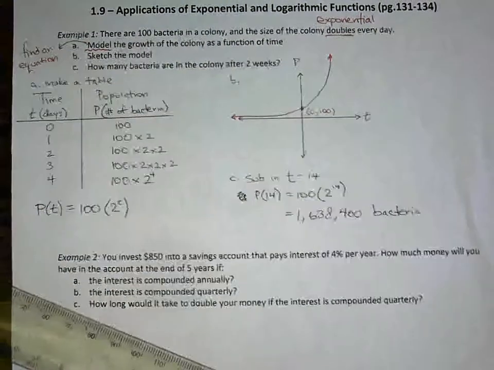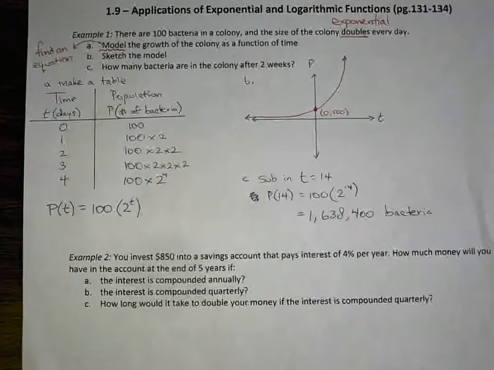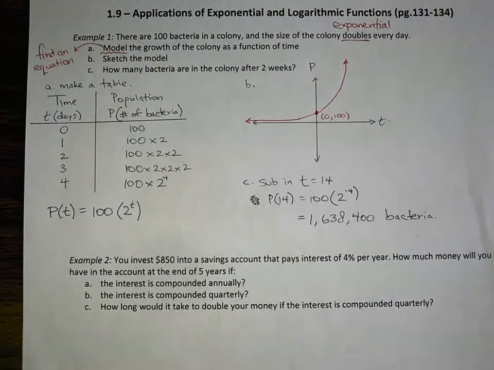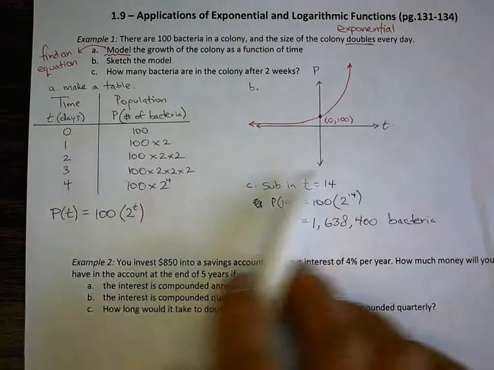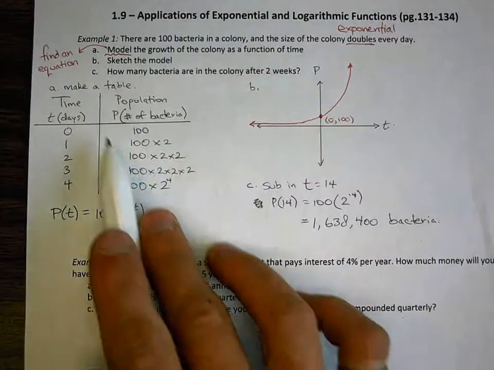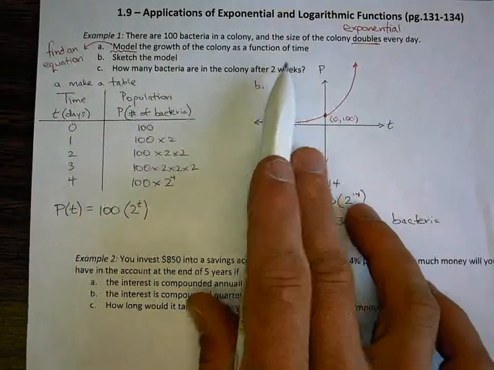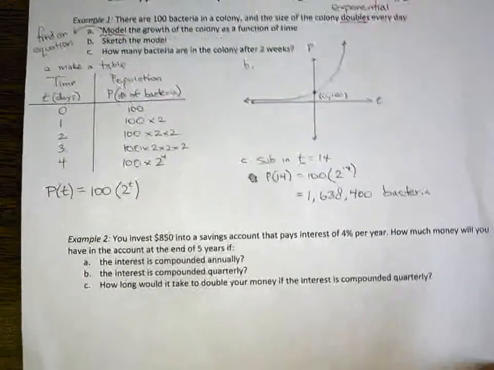And again, that's the whole thing with exponential growth. It's really hard to even fathom how fast it is. And that's how you're able to make an equation even when you're only given some information. It helps to have a table.